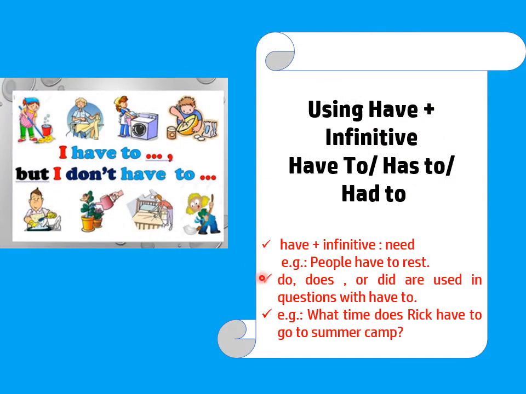Using have plus infinitive. In the present, have to or has to, and in the past, had to. Have plus infinitive has a special meaning. It expresses the same idea as need. For example, if you say people need to eat food, or if you say people have to eat food, this is the same. They both have the same meaning.